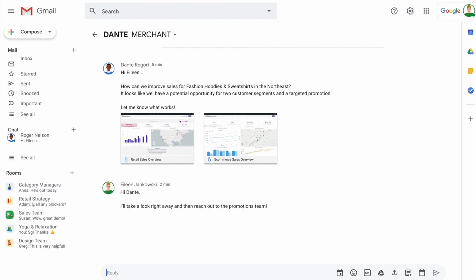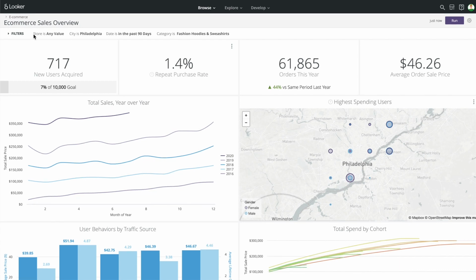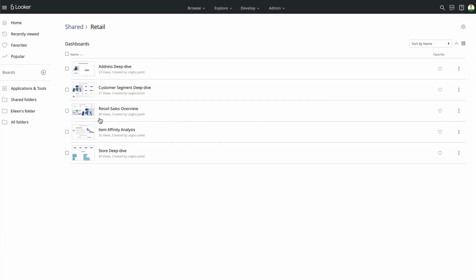Both dashboards zero in on the fashion hoodies and sweaters category. The first shows a summary of Northeast in-store sales over the past 7 days, and the second gives a 90-day overview of e-commerce sales in Philadelphia. Eileen opens the dashboard summarizing e-commerce sales. She can immediately see the trends Dante has identified. Next, she navigates back to her folder to view the retail overview dashboard Dante shared.